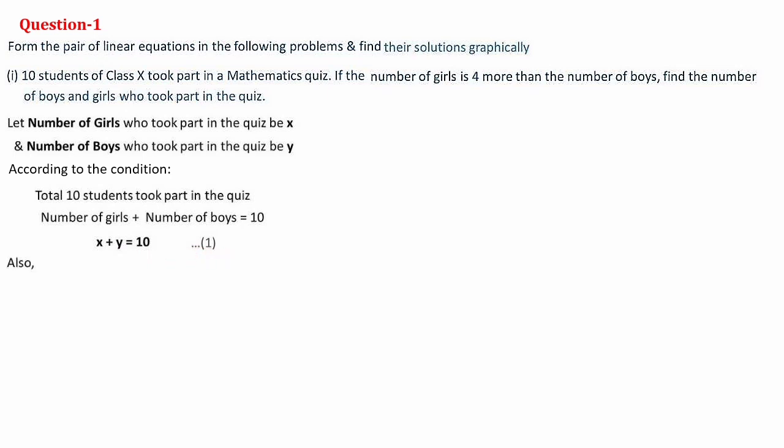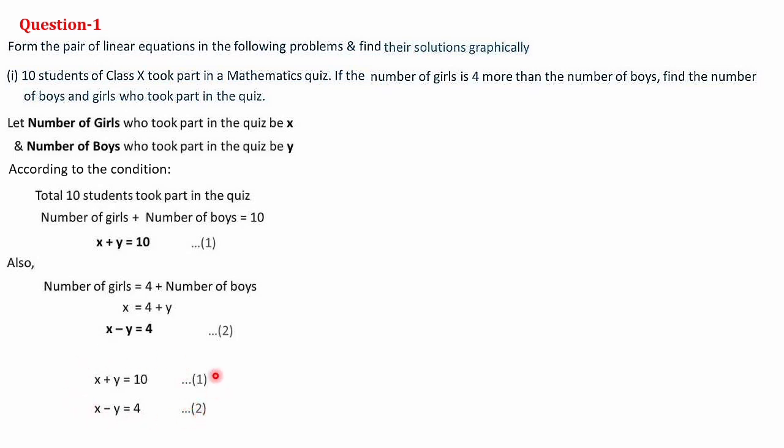Then we have to go for the second condition. Number of girls is 4 more than the number of boys. So number of girls we have taken as x, and 4 more than the boys means 4 plus y. That is, when you take y to the left side, it comes as x minus y is equal to 4. Label it as equation number 2. We have to write it in the standard form. Then let's write down the two equations: x plus y is equal to 10 and x minus y is equal to 4. We have formed the equations.